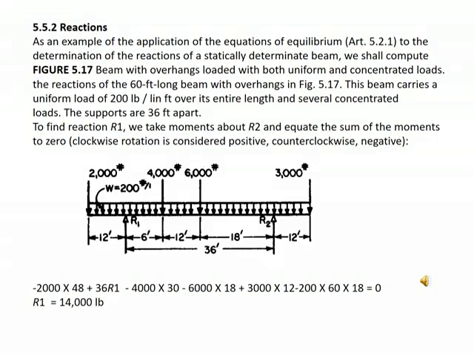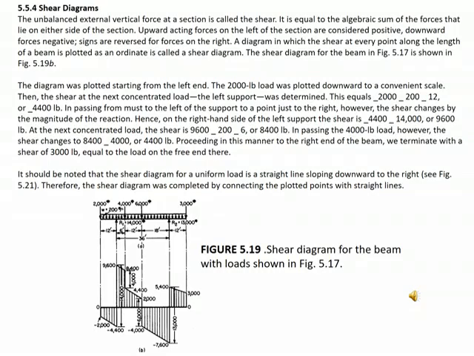Shear diagram. The unbalanced external vertical force at the section is called the shear. It is equal to the algebraic sum of the forces that lie on either side of the section. The upward acting forces on the left of the section are considered positive, and downward forces are negative, and the signs are the reverse for the forces on the right.